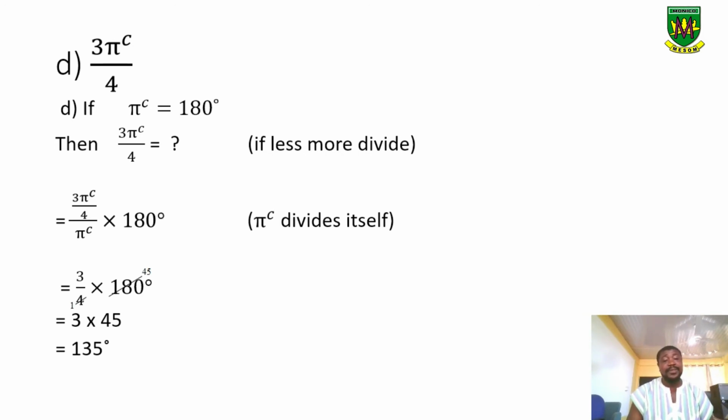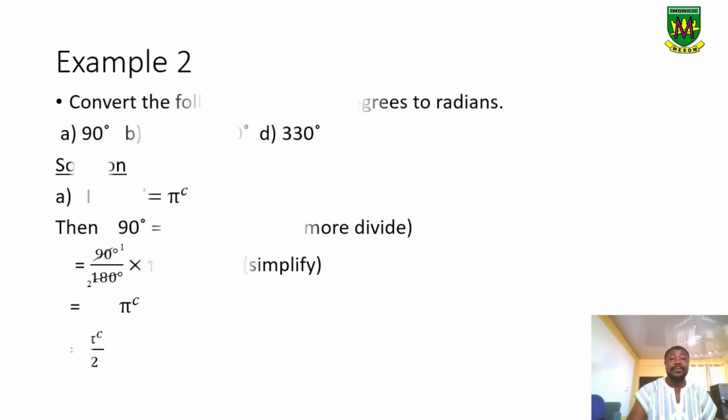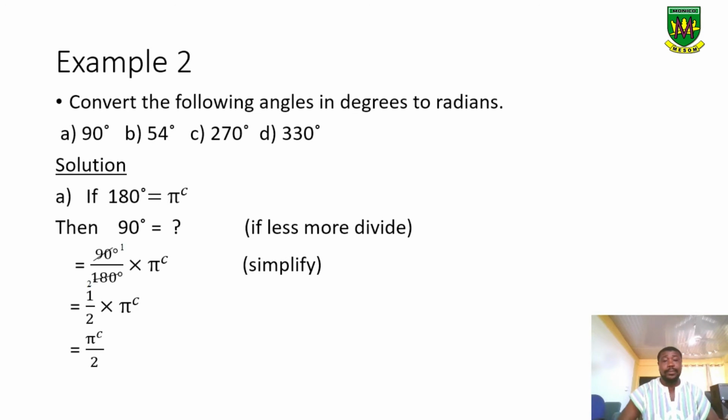So it will be left with 3/4 times 180 degrees. 4 will go into itself 1, and 4 will go into 180, 45. So it will be left with 3 times 45, and that will give us 105. Good. I hope we are following.